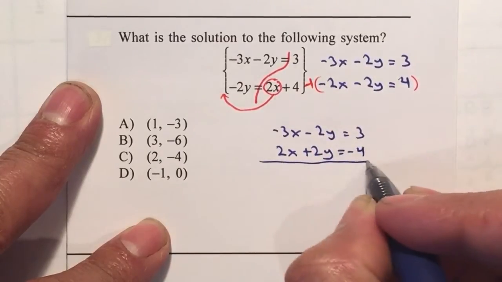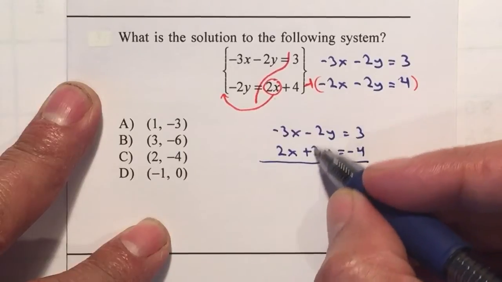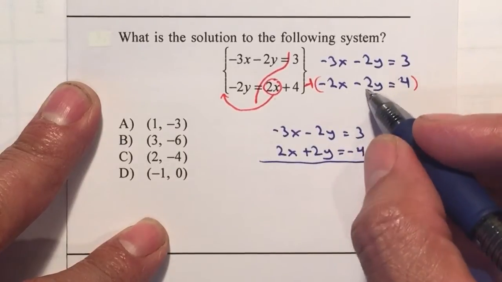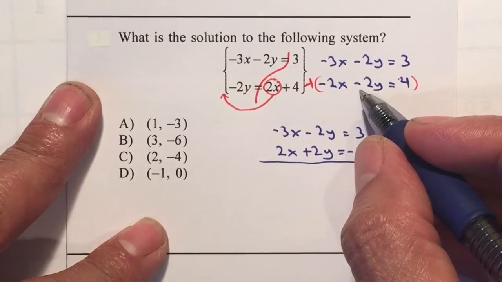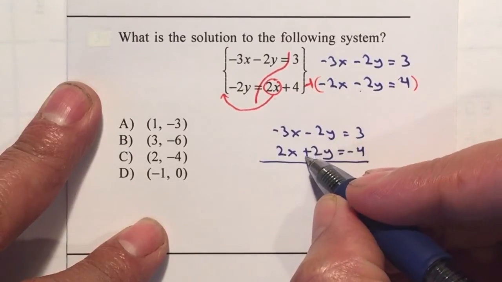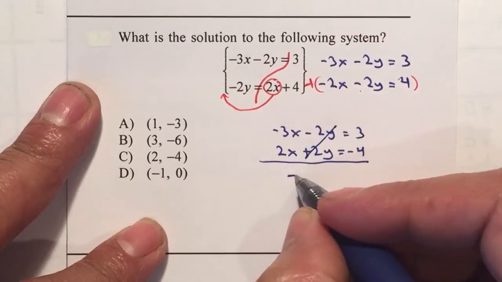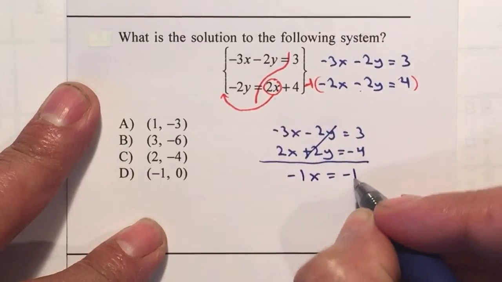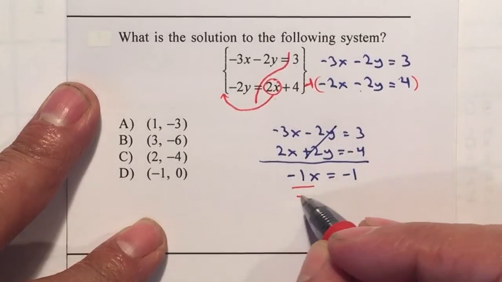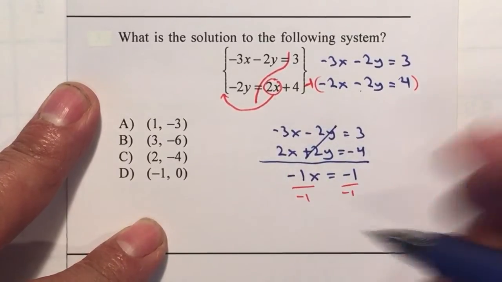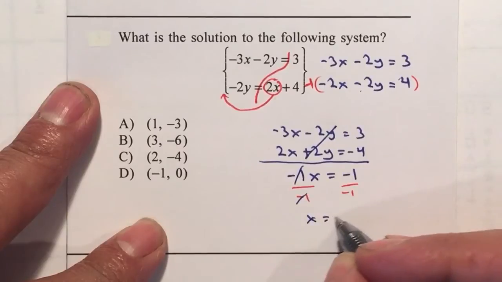And the reason I multiply by negative 1 is because I wanted them to be the same number, and they were already the same number, but I want them to have different signs. So I want this to become a positive, and it did. So now my y's cancel. I have negative 1x is equal to negative 1. Divide by negative 1 on both sides. That cancels, so x is equal to 1.